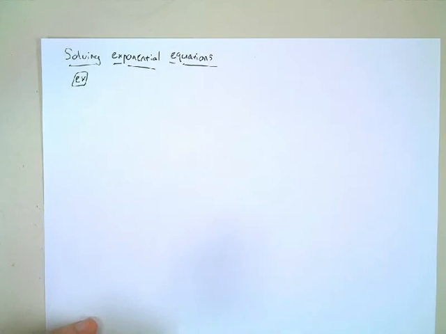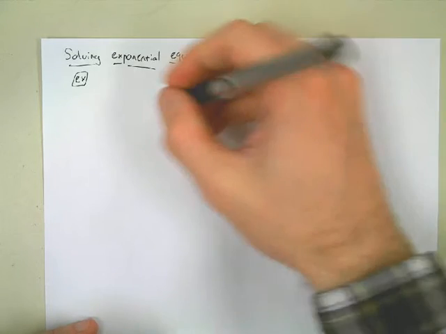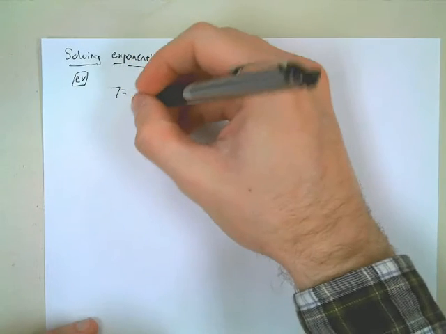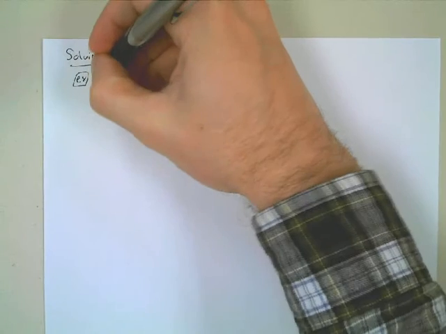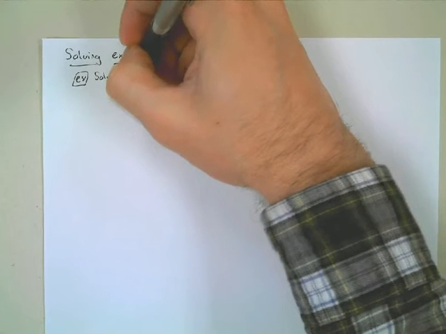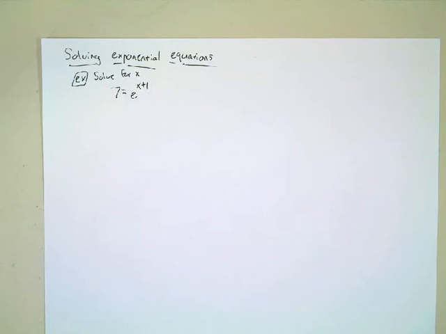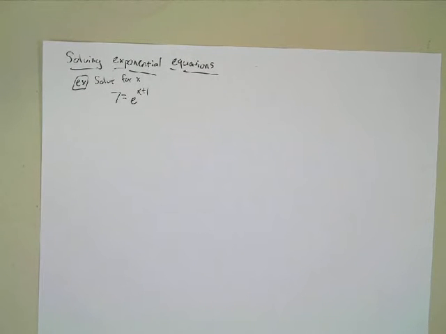7 equals e to the x plus 1. We want to solve for x. Well, ln of 7 equals x plus 1, because the natural log and e just cancel.